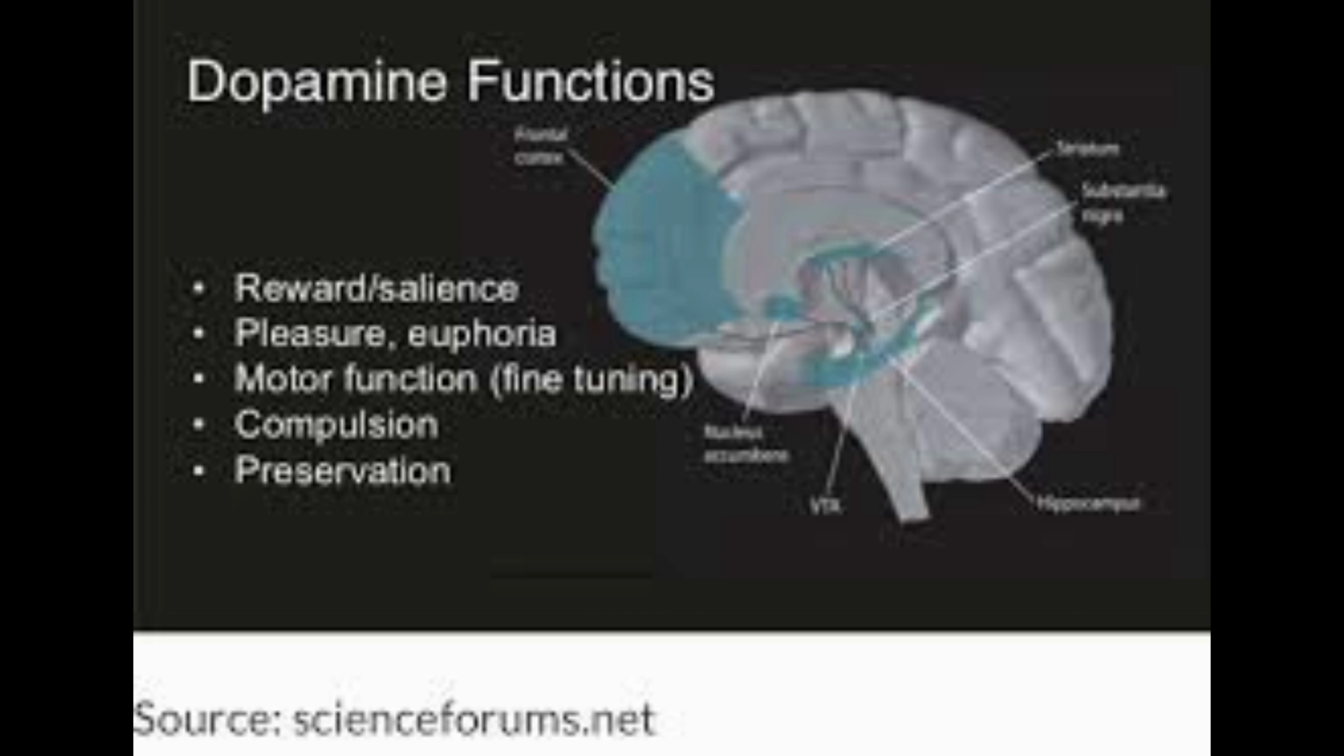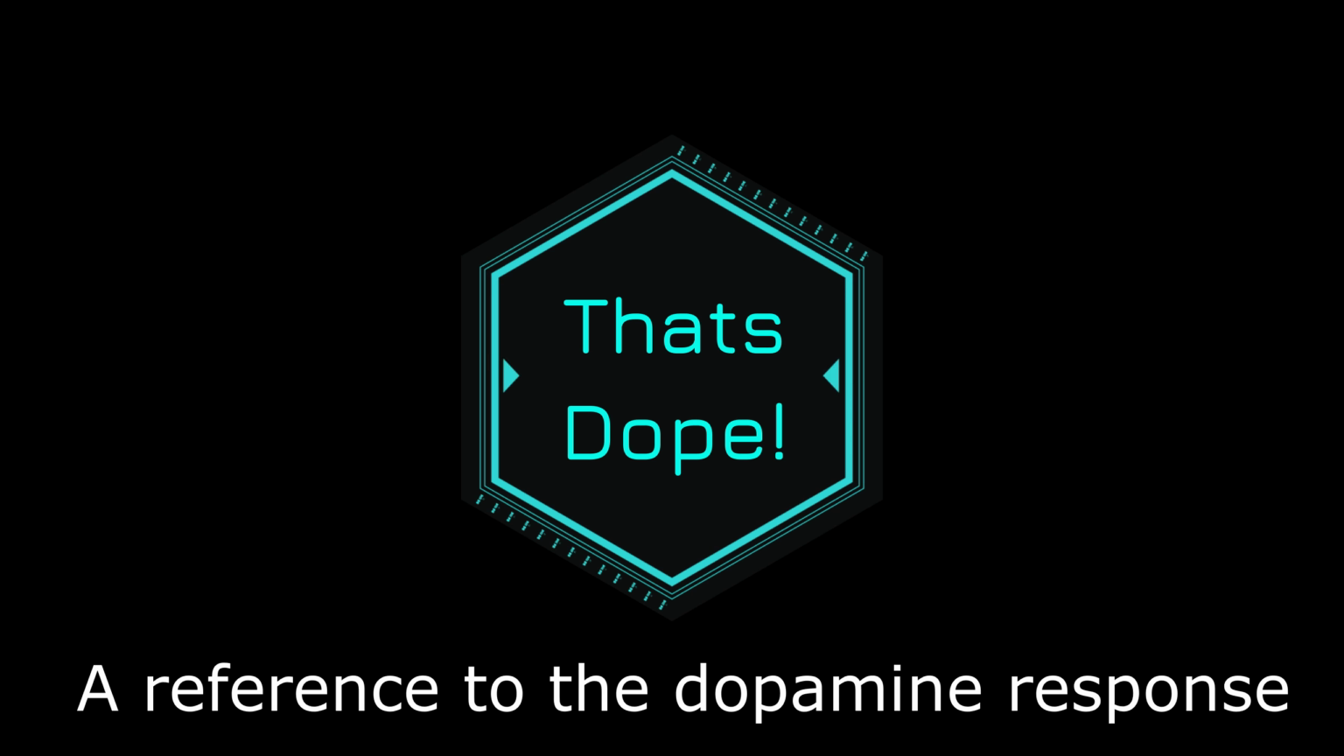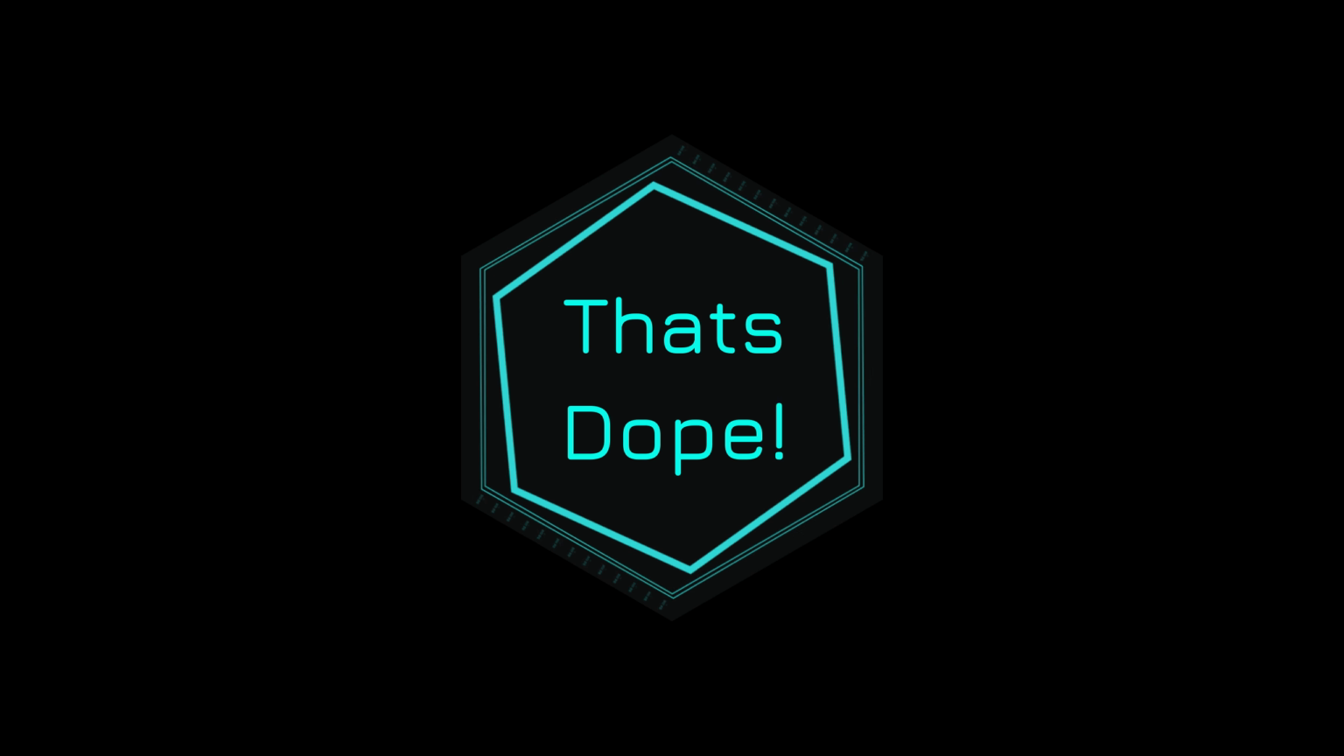certain style of gameplay. So, dopamine, what does that do in the brain? Basically, it's the pleasure and the reward center. So, when you do a thing, your brain rewards you with this dopamine response, giving you that happy feeling that you get for doing the thing. That's something that has actually been termed, by the way, that's dope. You guys have heard that before. That is an actual reference to the dopamine response.